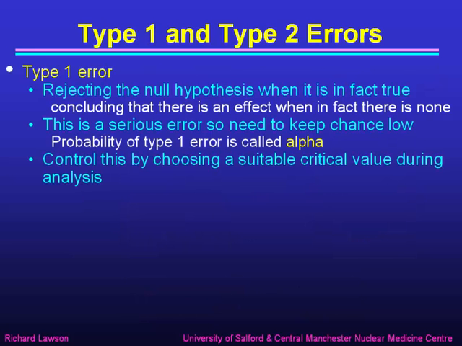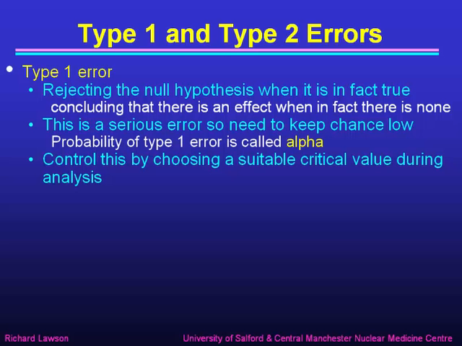Let's look at these errors. The type 1 error is when we rejected the null hypothesis when in fact it was true. So we concluded that there was an effect by rejecting the null hypothesis when in fact there was no effect. That's quite a serious error, so we need to keep the chance of that happening rather low. The probability of this type 1 error is normally called alpha.